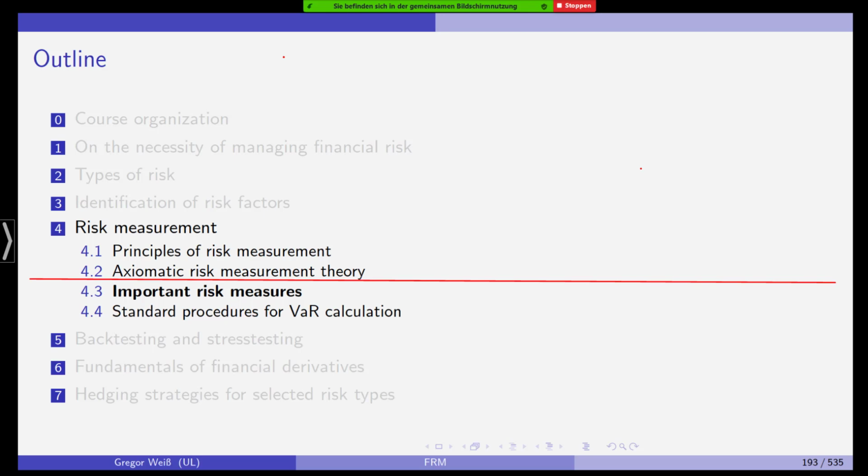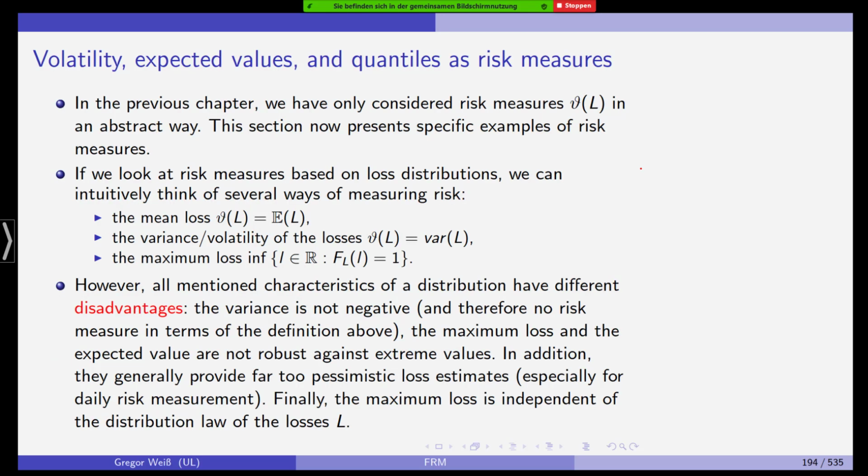measure of risk. And the question now is, what are more practical examples of risk measures, and how do these risk measures fare when looked at from the perspective of coherent risk measures? So we'll start with some basic risk measures you probably already know. The mean loss, the expected value of the loss distribution. We could also think about the variance or volatility of the losses. So this would give us the variance or the standard deviation of the losses. Or we could also use the maximum loss, which is just the infimum of the loss distribution.